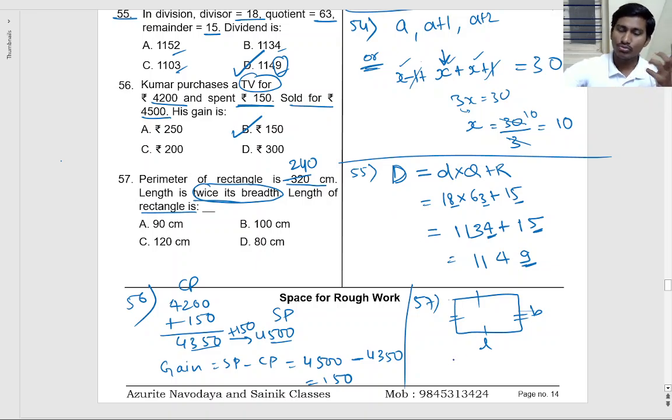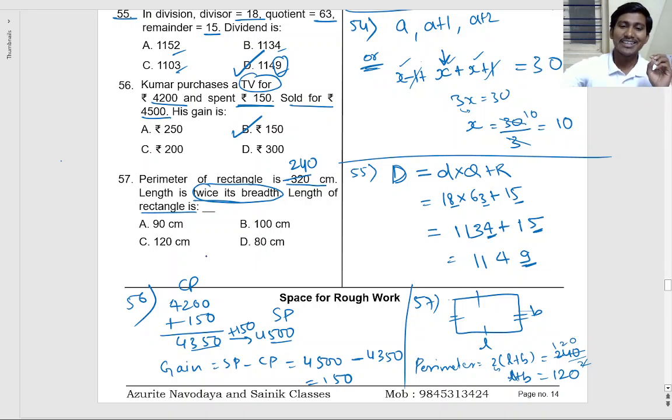Or we can do it like this. We know the perimeter is 2 times length plus breadth. It will be how much? 240. So if you divide by 2, you will get 120, right? So length plus breadth will be 120. So half of 240, that is 1, 2, 0. So 120 will be the length plus breadth.